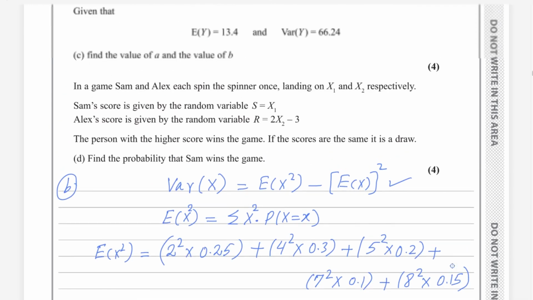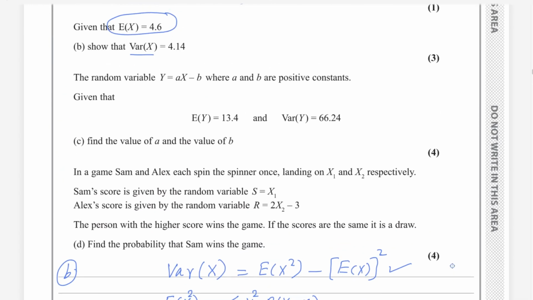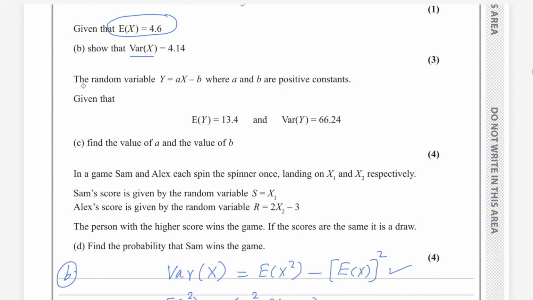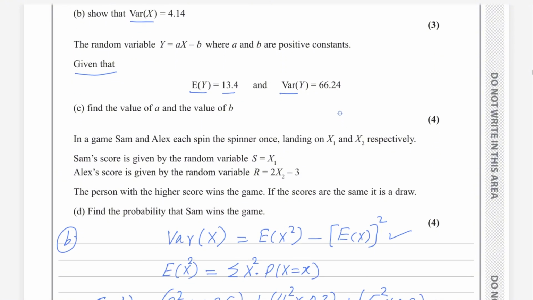Let's move on. The random variable y equals ax minus b, where a and b are positive constants. Given that expected value of y equals 13.4, variance of y equals 66.24. Here, let me start with this coded value. The random variable y is given there, that is ax minus b. I will start from here and apply the formula. That formula is also given.